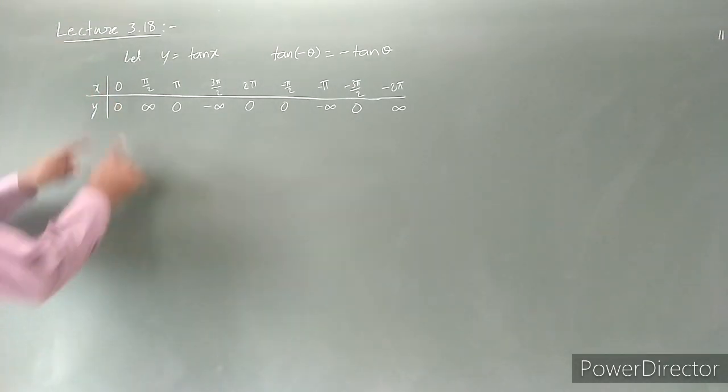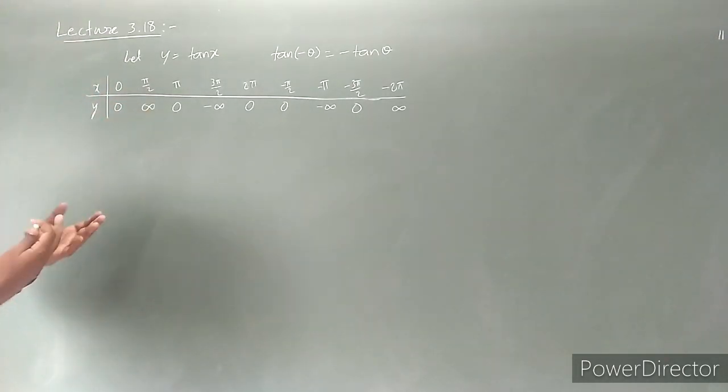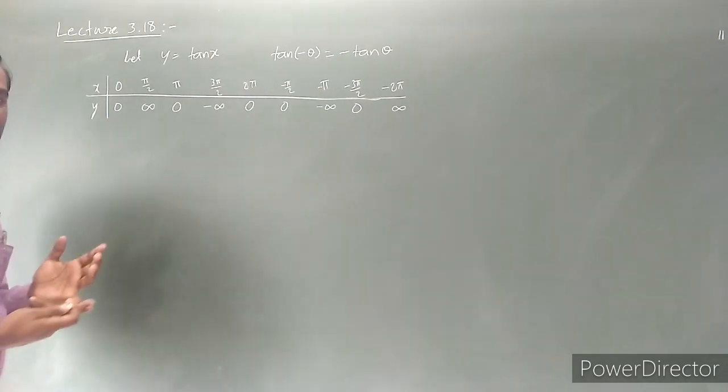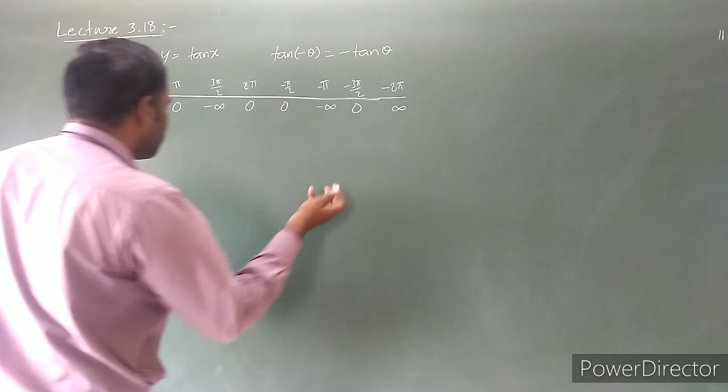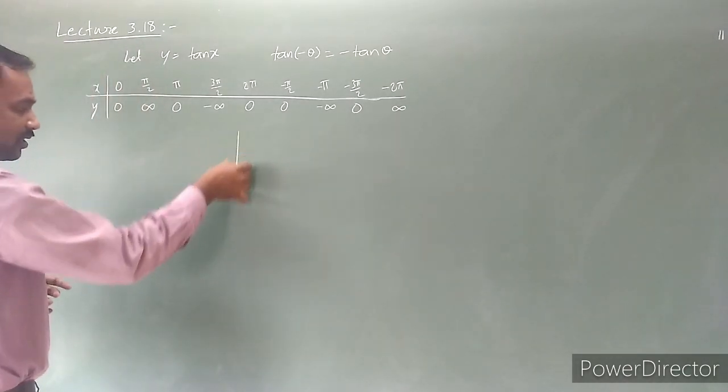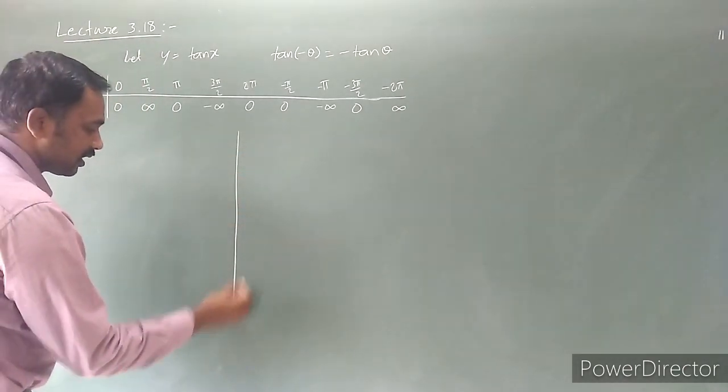Check it. And apart from that, between 0 to pi by 2, we have just taken a few standard angles: 30 degree, 45 degree, and 60 degree. What the value will be, we will come to know in the graph itself.